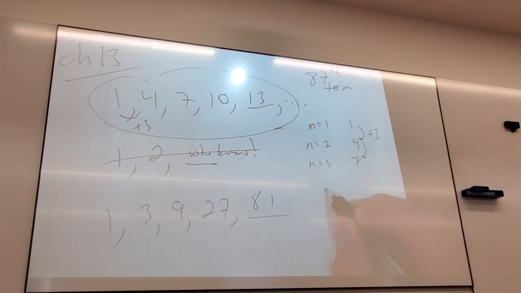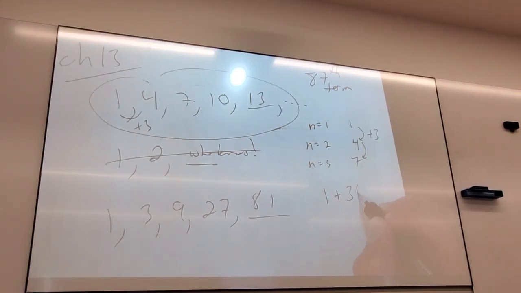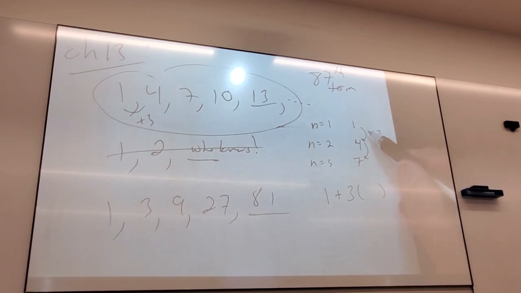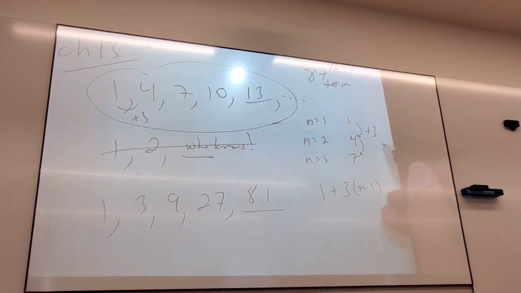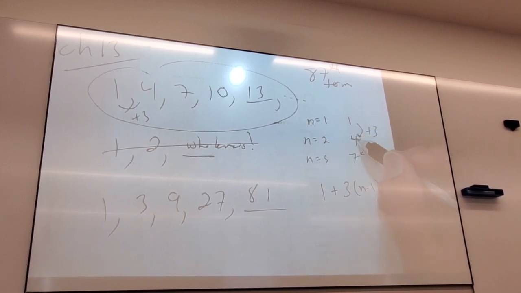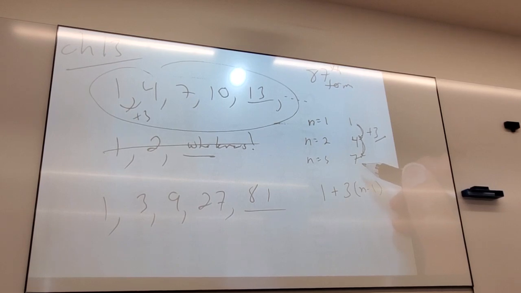If I start at 1, how many 3s am I going to add? N minus 1. How many 3s did I add to get to the first term? None, because that's where I started, correct? How many 3s did I add to get to the second term? Just 1. How many 3s do I have to add to get to the third term? 2. Don't I always add 1 less 3 than the term I want?